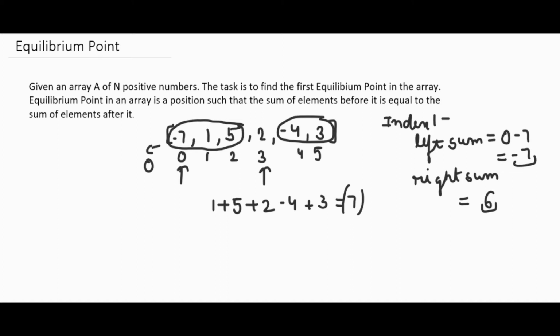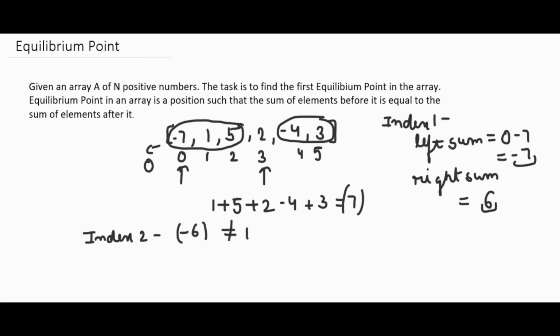Now for index 2, the left sum is -6, right? And the right sum is 2 minus 4 plus 3, which is 1, which is not equal to -6, right? So 2 is not an equilibrium point.